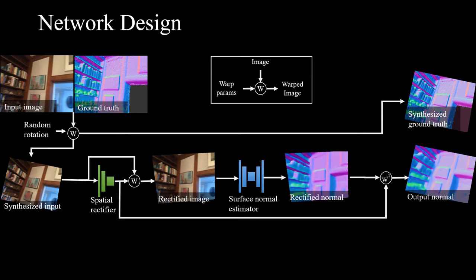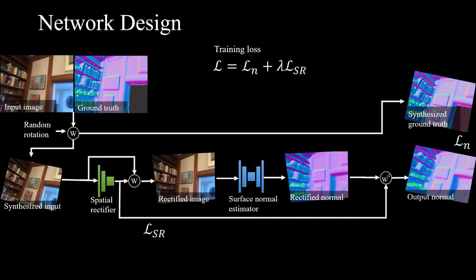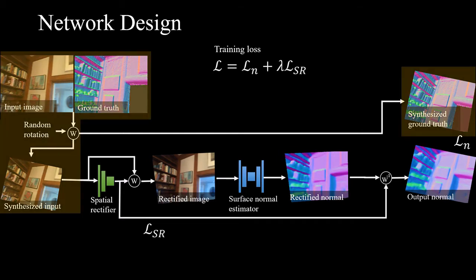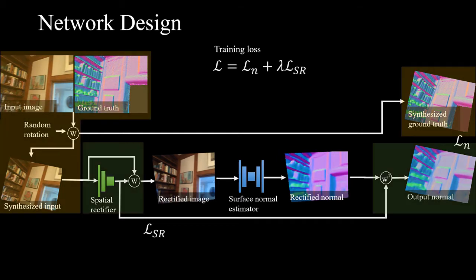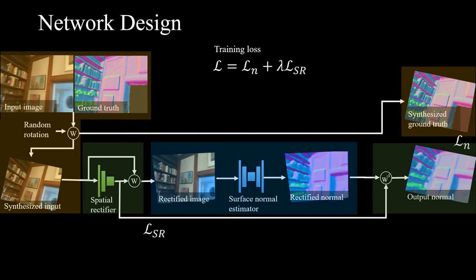Finally, we apply an inverse warping on the rectified surface normal with the parameters from the spatial rectifier to obtain the final output prediction. We supervise our network with the synthesized ground truth surface normals, as well as the gravity and principal direction described in the previous slides. To sum up, there are 3 components of our training pipeline: the tilted image synthesis, the spatial rectifier, and the surface normal estimation on rectified images.